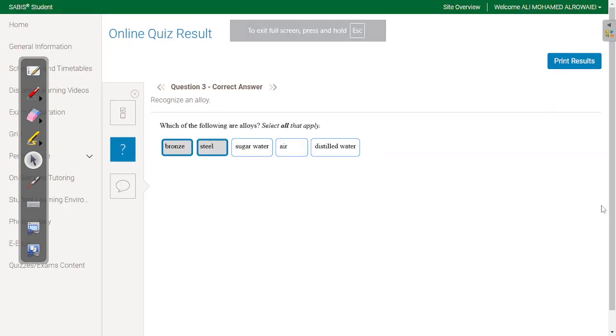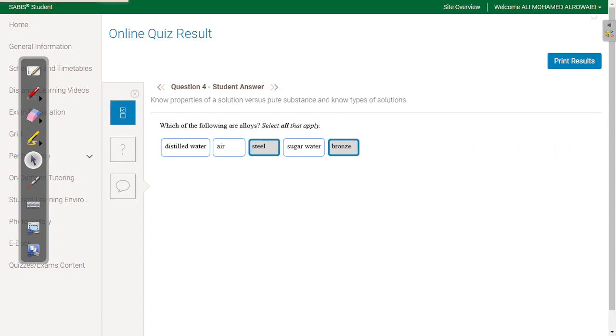Okay. Which of the following are alloys? Select all that apply. Alloys are solid mixtures, or basically when two metals mix together. So it's bronze and steel. Sugar water, obviously no. Air is a gas, and distilled water is also a liquid, so no.